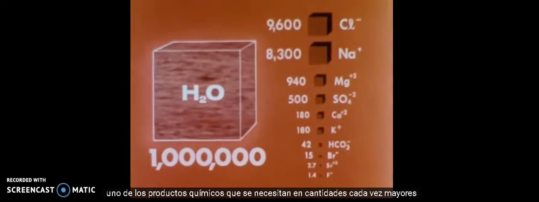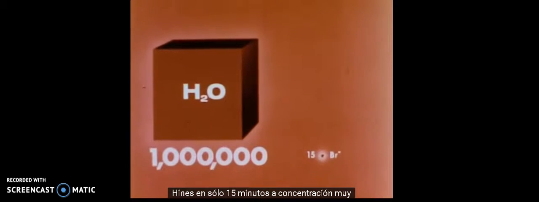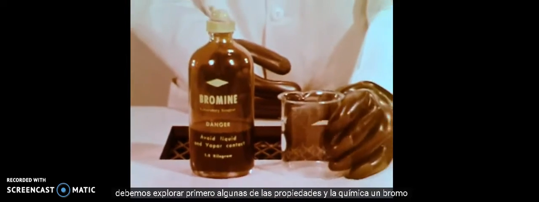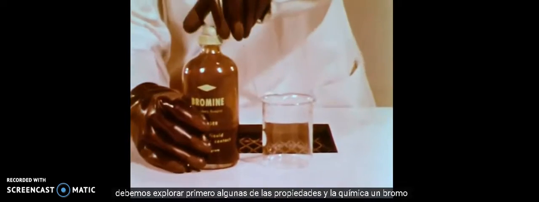One of the chemicals that is needed in ever-increasing quantities is elemental bromine, yet it occurs in seawater in the form of bromide ions in only very minute concentration, 15 ions per million molecules of water. How can the element bromine be extracted economically from seawater? To answer this question, we must first explore some of the properties and chemistry of bromine.